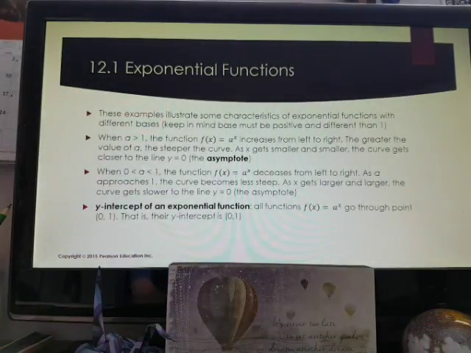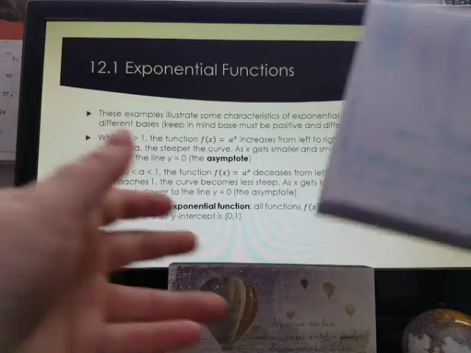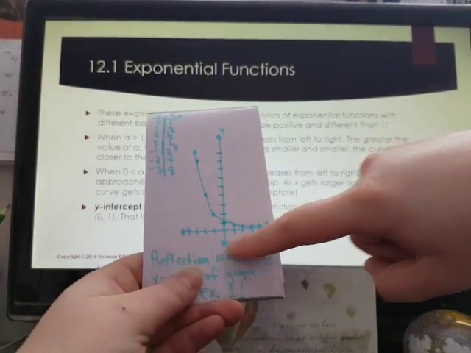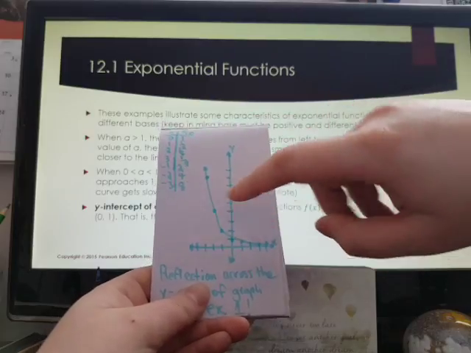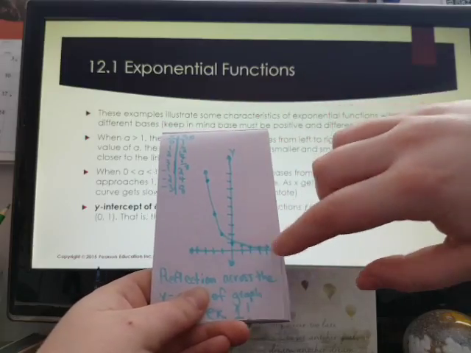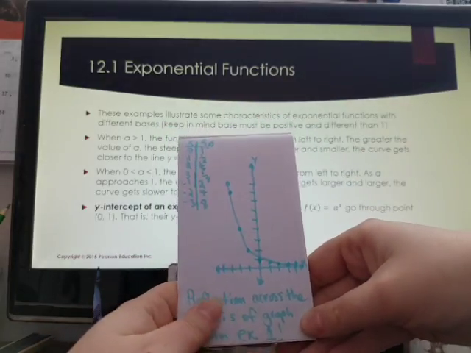On the other hand, when your a is less than 1 but still greater than 0, because like we said, a cannot be less than 0 because that would be a negative number, the function f of x equals a to the x decreases from left to right. So like you saw in the second graph. So instead of increasing from left to right and going up like this, it decreases from left to right. So it's actually increasing from right to left, if you want to talk about it that way.